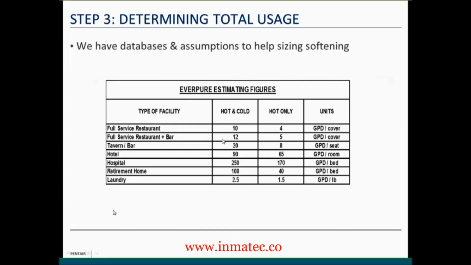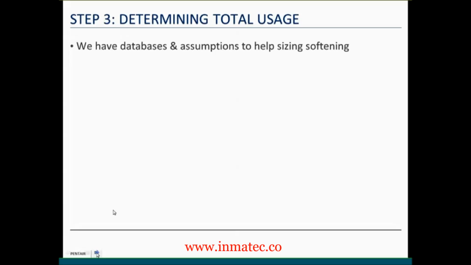Full service restaurants: gallons per day per cover, 4 gallons. Restaurant with bar, that's 5 gallons. So you can take the number of seats they have times 5, and then the number of turns they have on those seats to get the average water use. Hotel, 65 gallons per day per room. How big of a hotel is it? You get your number right there. Hospital, 170 gallons per day per bed. So you're able to use these tools and get the right amount of water that they're using in a given day so you can size this.